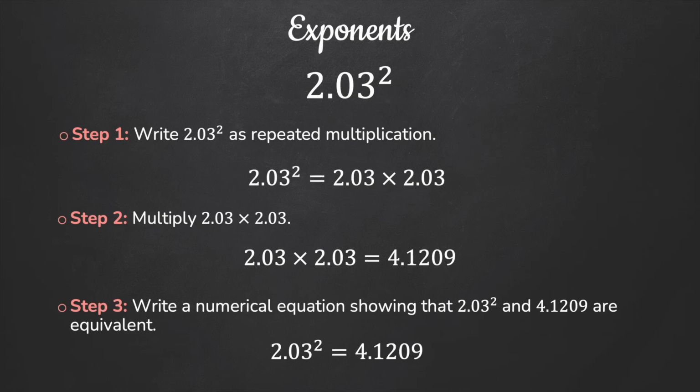Then we're going to go ahead and multiply. 2 3/100 times 2 3/100 is equal to 4 and 1,209 10,000ths. Finally, we're going to write a numerical equation showing that 2 3/100 squared and 4 and 1,209 10,000ths are equivalent. So that means that 2 3/100 squared is equal to 4 and 1,209 10,000ths. And that's it.